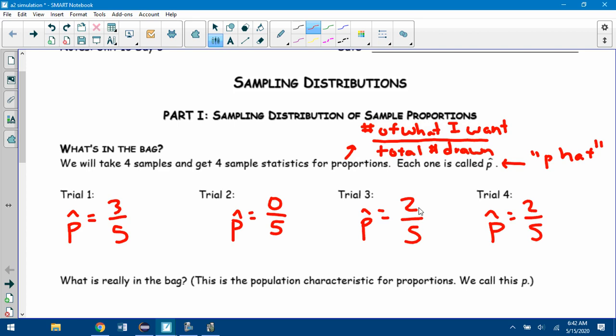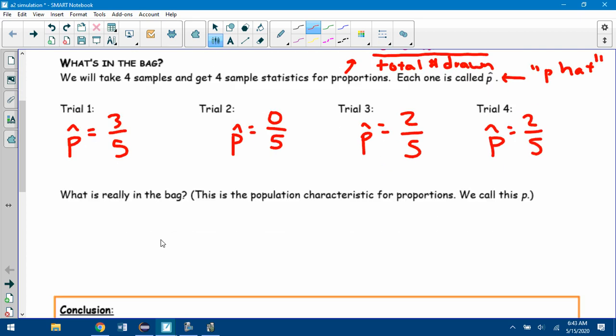What's that tell me? Well, that gives me some idea of what percentage are red. Do I think 0% are red just because in trial 2 I got 0 of them? No, of course not. There's some red in there. Do I think 100% are red? No, because I didn't get all reds every time. So it's somewhere between 0 and 100%. Do you think 75% are red? Or 80%? Probably not 80% either, because 80% would be 4 out of 5, and I didn't get any that high. Do I think 10% of them are red? Maybe, but this would be pretty high if 10% were red. What's really in the bag?